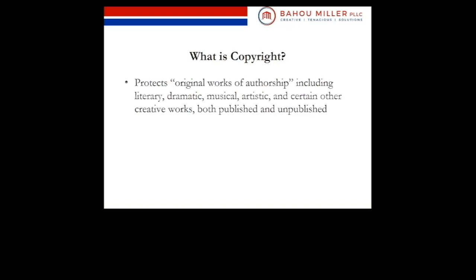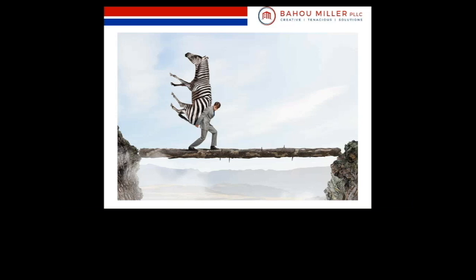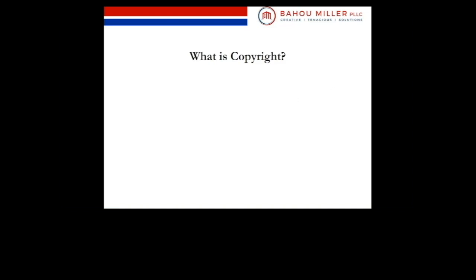So first, what is copyright? Copyright protects original works of authorship that are fixed in a tangible medium. These include literary, dramatic, music, artistic, sculptural, and other types of creative works, both published and unpublished. It's important to note, as we go through this today, that it protects the form of the expression rather than the subject matter itself. So in the picture that we have of the man carrying the zebra, the fact that he is carrying a zebra is not in and of itself protectable, but the way the author, the creator of this picture, put the images together to create the image of a man carrying the zebra.